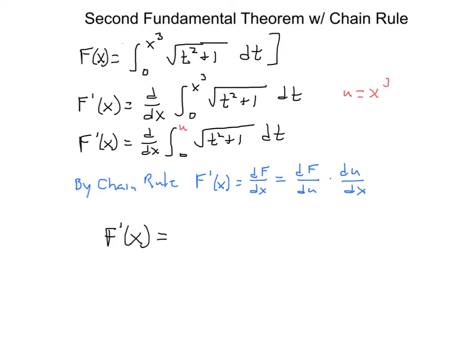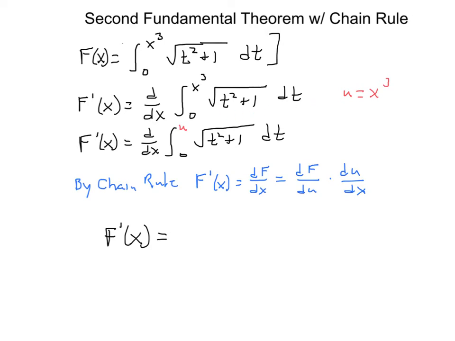Now, let's take a look at the fundamental theorem where we also have the chain rule, because this is where things get a little bit trickier. We're going to define f of x this time as the integral from 0 to x cubed of the square root of t squared plus 1 dt. Okay? So I know f prime of x is going to be the derivative with respect to x of the integral from 0 to x cubed of the square root of t squared plus 1 dt.